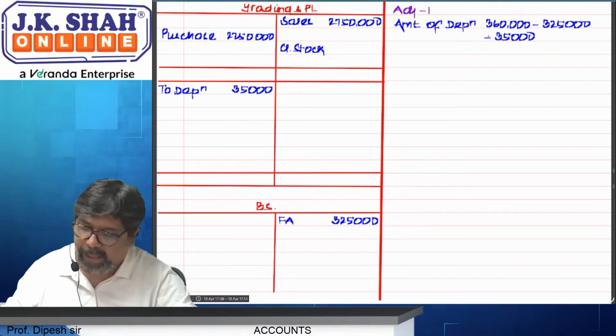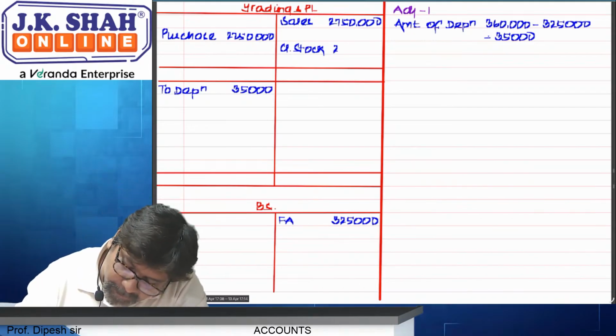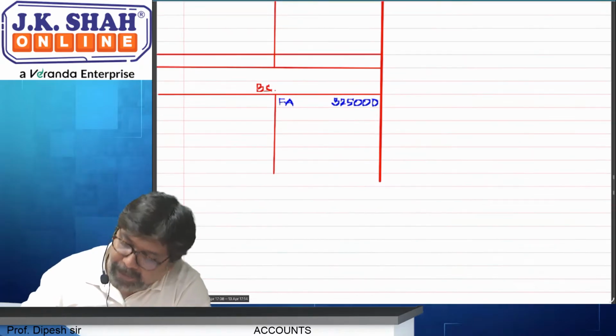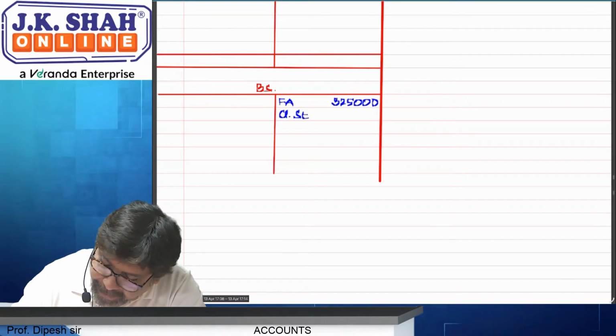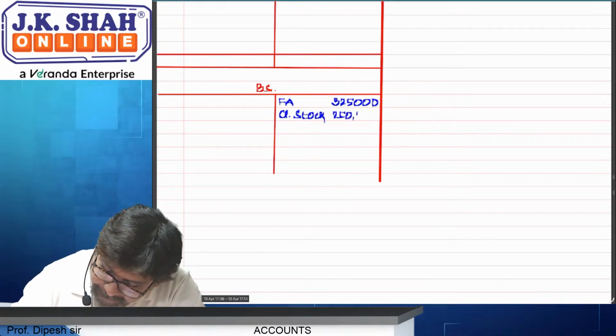Amount batao. This closing stock will come somewhere else also. Tell me where. 2,50,000.